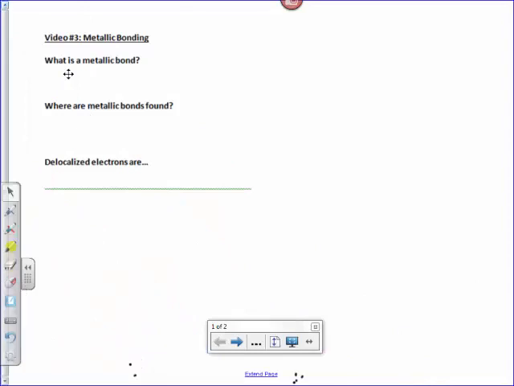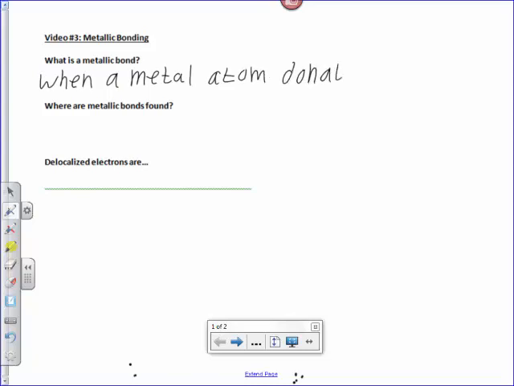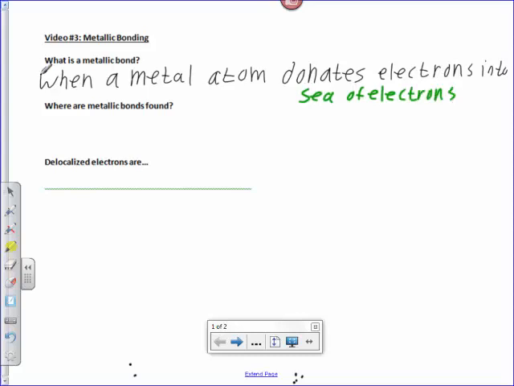Okay, a second type of bonding. These are metallic bonds. These are kind of weird. Make sure we know the difference between metallic and ionic. A metallic bond is when a metal atom donates, not to be confused with ionic bonding, its electrons into, and then vocabulary word, the sea of electrons, or the electron sea. We'll talk about that in just a bit.